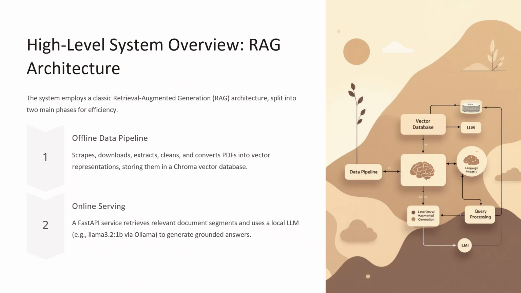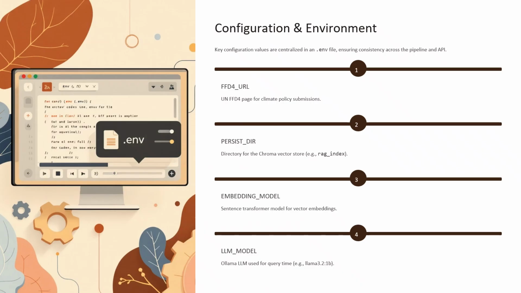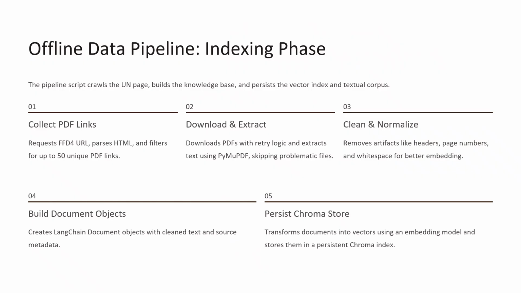So separating these phases is important. Indexing is expensive but happens once in a while. Query answering needs to be fast and responsive, so that part is kept as lean as possible. So coming to the configuration and environment, we have a separate environment file that has all the key variables like FFD4 URL, persist directory, embedding model, and the LLM model.